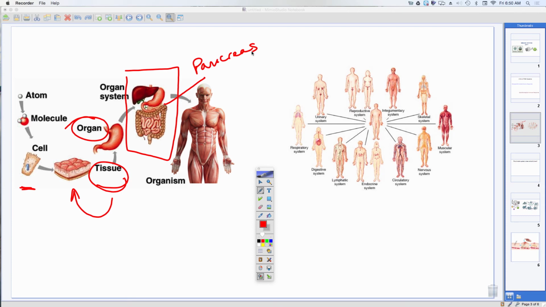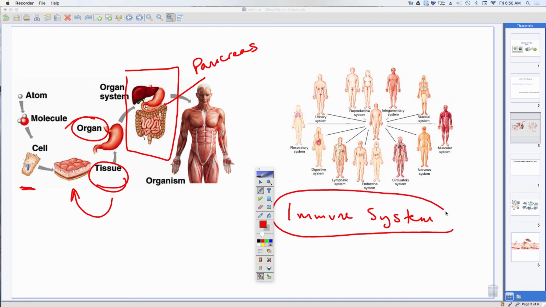And that brings me to why I am talking about system biology right now, and that is because we are learning about the immune system, and the immune system actually has lots of organs and organ systems that participate together to give you an immune response. For instance, your bones are where immune system cells for adaptive immunity mature. So your skeletal system is actually important to your immune system.